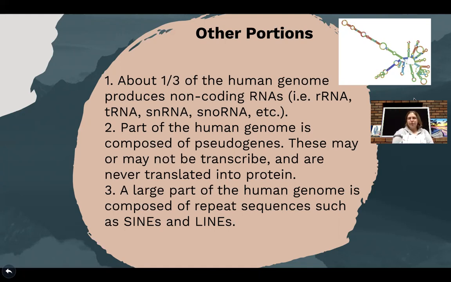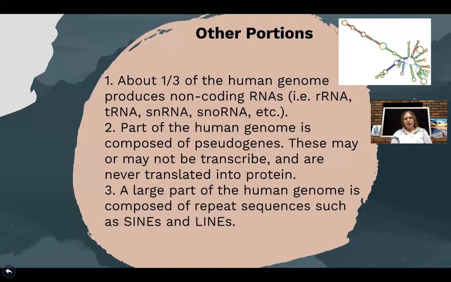We've mentioned pseudogenes before. These are portions of the DNA that may or may not be transcribed. If they're transcribed, they're never translated into a protein. Not 100% sure on what the function of pseudogenes are, but we do know that there are occasional disorders that occur if a pseudogene crosses over with a functional gene during meiosis. We'll get to that in chapter 13, I believe it is. That sounds about right. Chapter 13. That's on chromosomes.